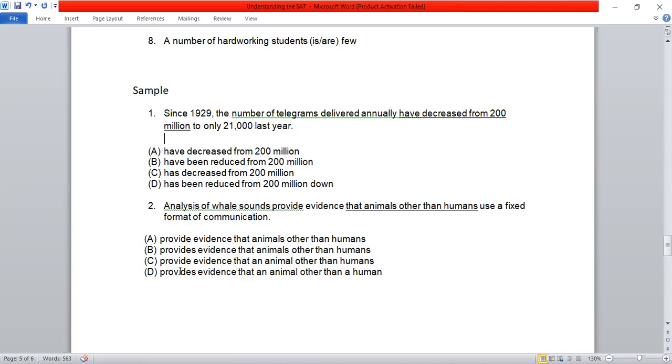Now you cannot say he provided is correct and he provides is also correct. Either one has to be correct. So if provide is correct, then B and D you don't have to read. If provides is correct, then A and C you don't have to read. Okay, so that's a trick.